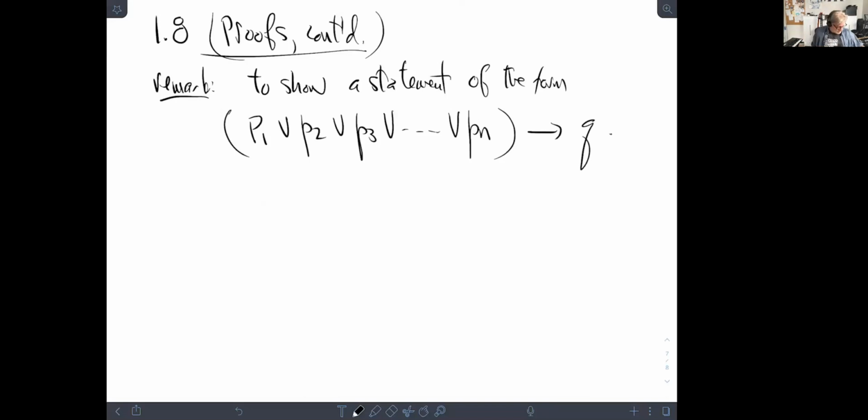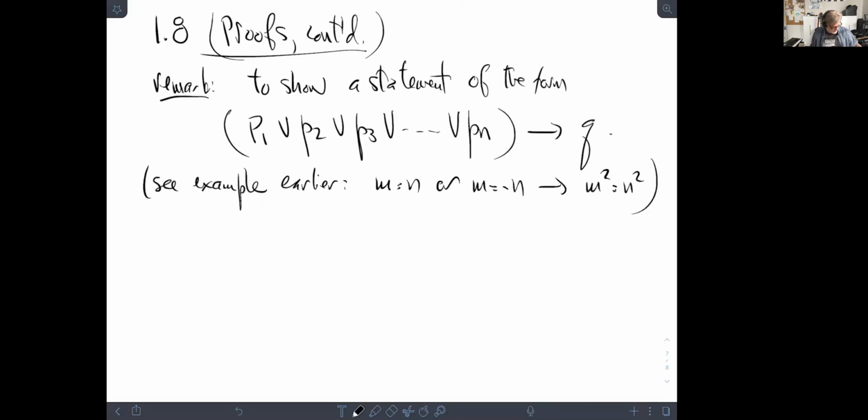We just saw an example earlier: m equals n or m equals minus n implies m squared equals n squared. Okay, so that's exactly of this form. So when you think about it, if you want to show that a whole big OR like that implies Q, what do you need to do? So what this says is if P1 is true, then Q is true. If P2 is true, then Q is true, and so on, right? So this clearly means this.